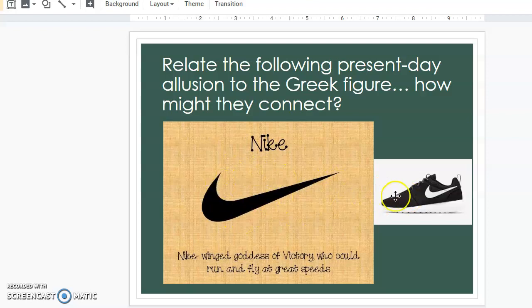Well, we know this sign from the Nike company, which is on Nike shoes, and we wear these typical shoes for sports. They're for speed most of the time. So when we look at the Nike symbol, we can make a great comparison to Nike, the winged goddess of victory, who could run and fly at great speeds. So hence, Nike has adopted this check on their tennis shoes to relate to the Greek winged goddess of victory, who could run and fly. Isn't that awesome?